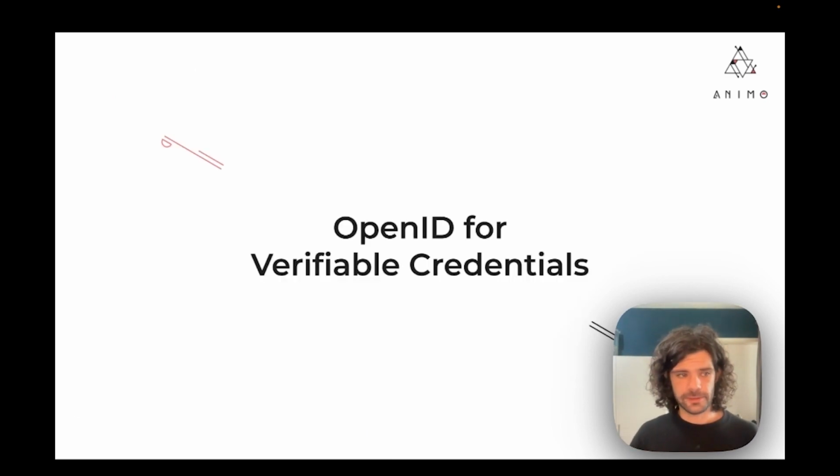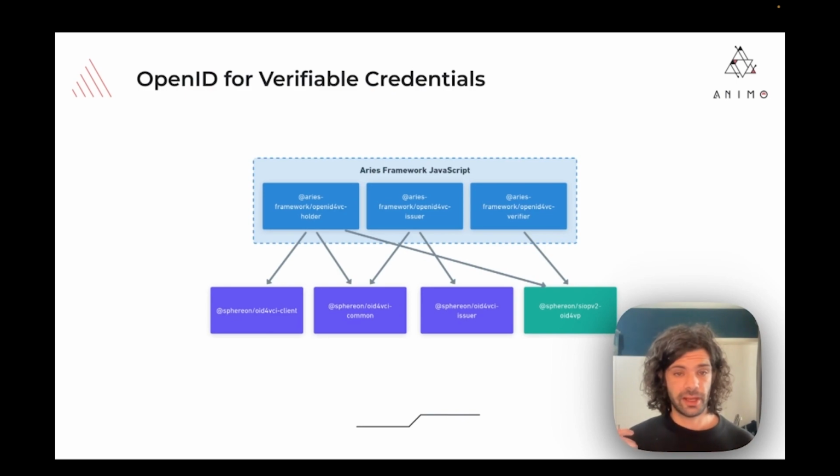Next, OpenID for verifiable credentials. OpenID for verifiable credentials is sort of an umbrella term for a bundle of specifications that describe the processes around issuance and verification of verifiable credentials using the OpenID protocols. This work package will introduce 3 new modules to the framework, one for each typical SSI role. So we have a module for the holder, a module for the issuer, and a module for the verifier. These modules will depend on a set of libraries created by Sphereon. These libraries provide the core logic regarding these specifications, and the modules are the layer that binds that logic to the rest of the framework.